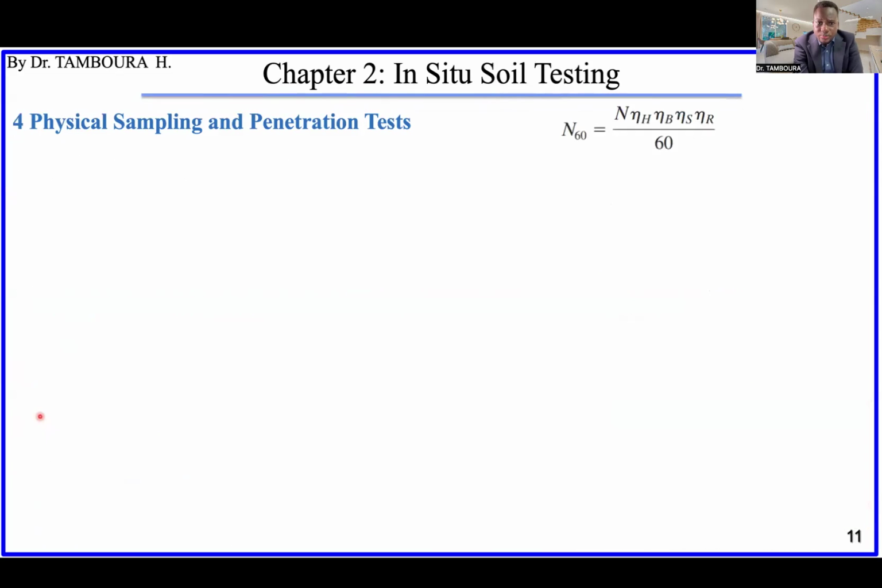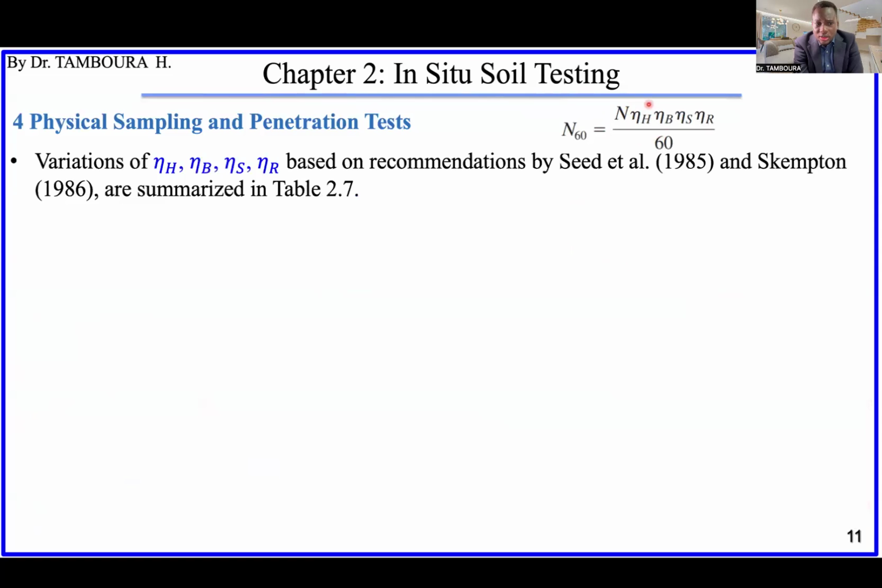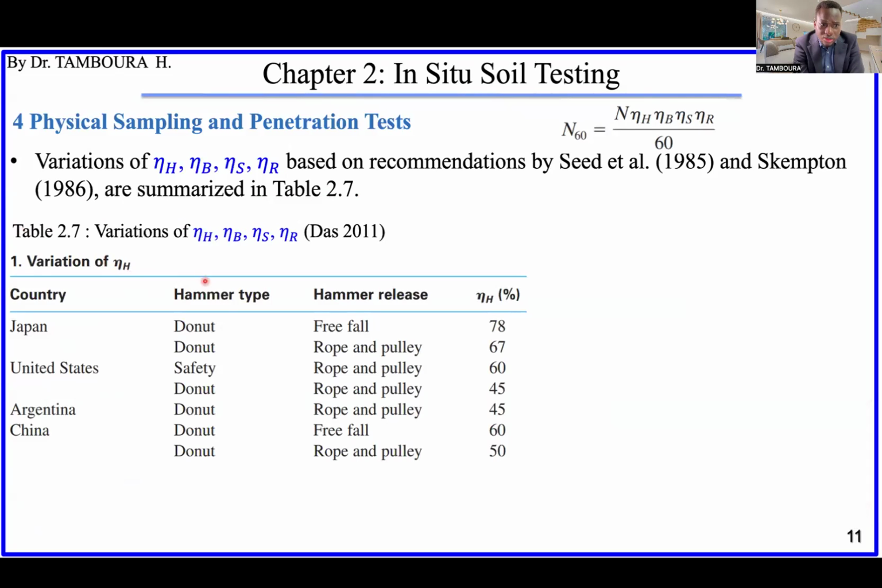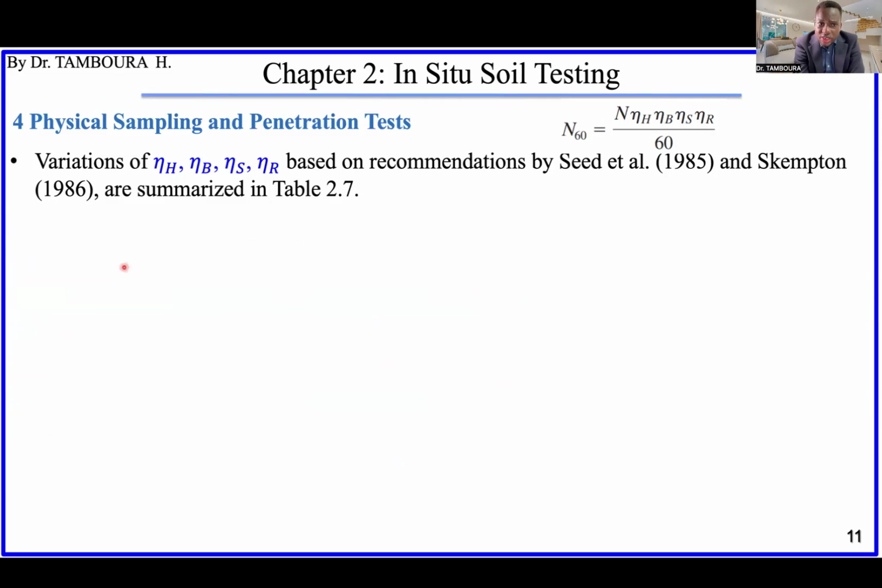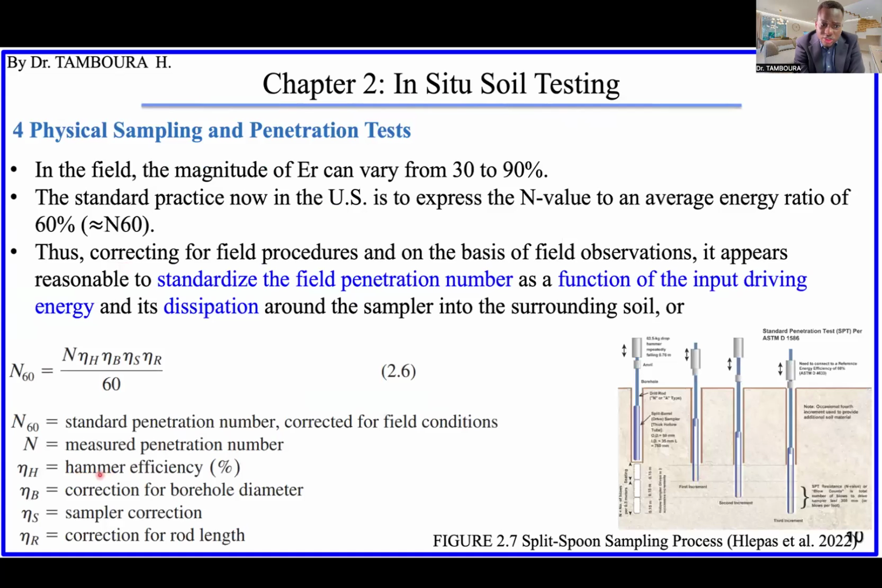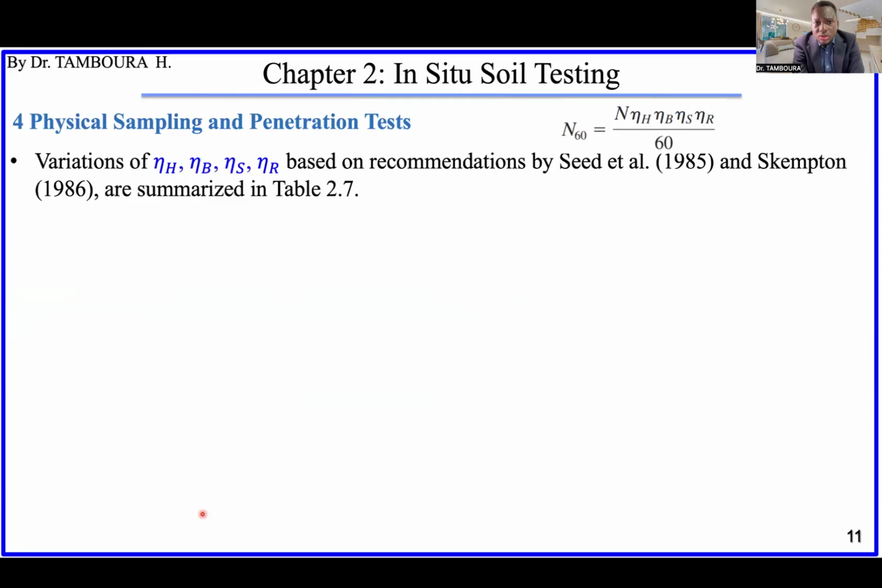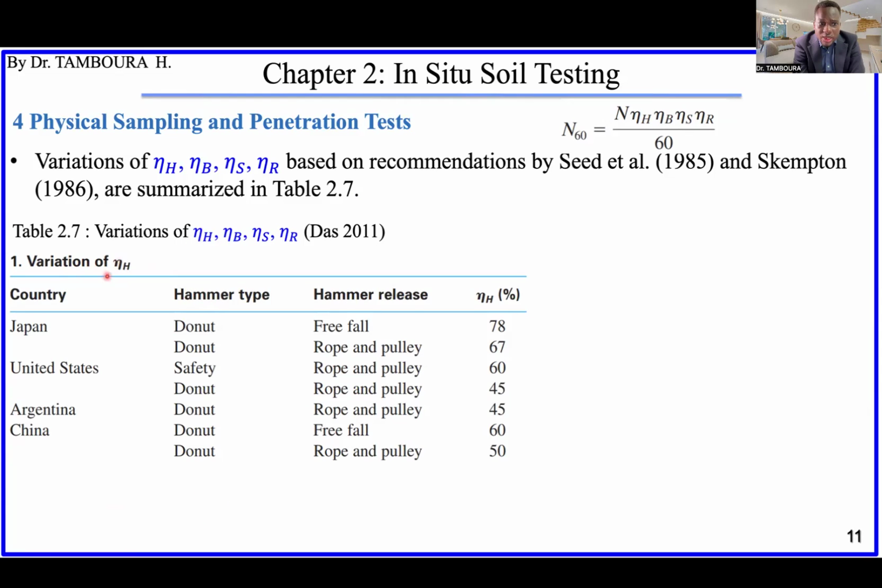I will put this here, and the variation of these eta H, eta B, eta S, eta R, based on the recommendation by this reference and this one, are summarized in this table. This one is about eta H. Do you remember eta H? Eta H is the hammer efficiency. B is borehole diameter, and then sampler and rod.